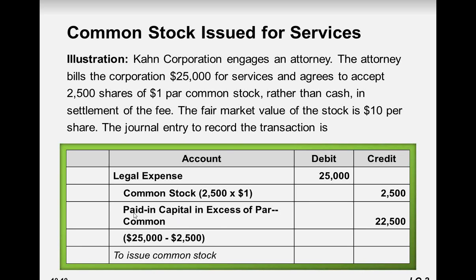So you could also take the 2,500 shares of stock times 9, which is the difference between the fair market value and the dollar, and still get the $22,500.